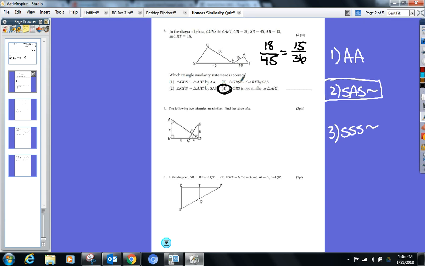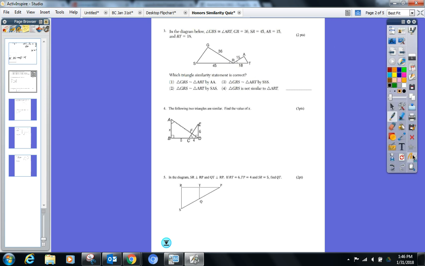You could automatically get rid of those two. See you later. No chance. The only other option would have been side, angle, side, choice 2, but it's not because the sides are not in the same ratio. We're all right. Okay, moving on. Number 4.